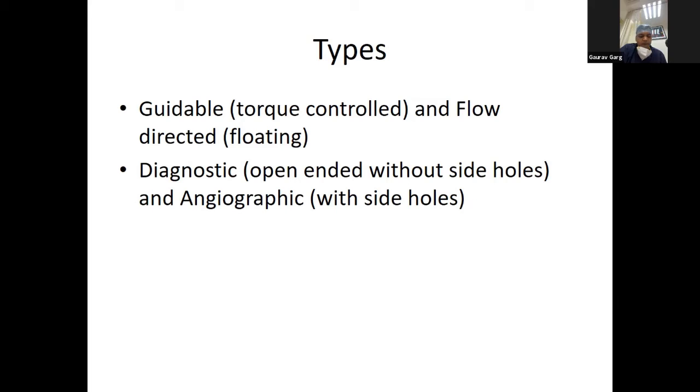Flow directed catheters usually have a small balloon at their tip, which helps in propulsion of that catheter into the bloodstream. There are certain disadvantages of flow directed catheters. Obviously, they go along with the bloodstream and can easily go where the blood goes, but they cannot go against the blood flow.